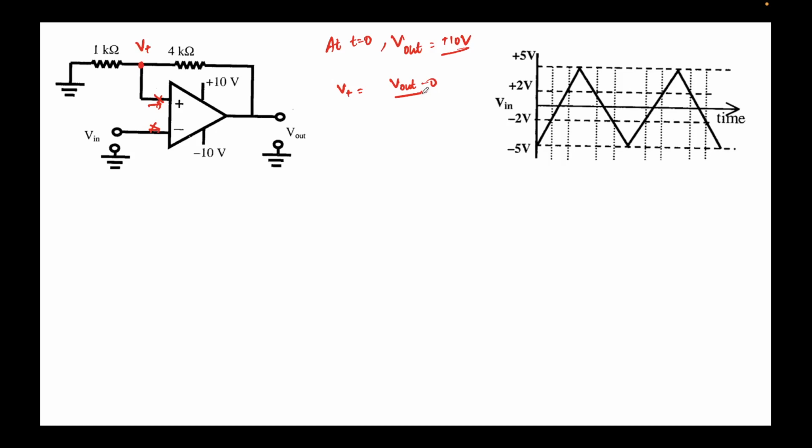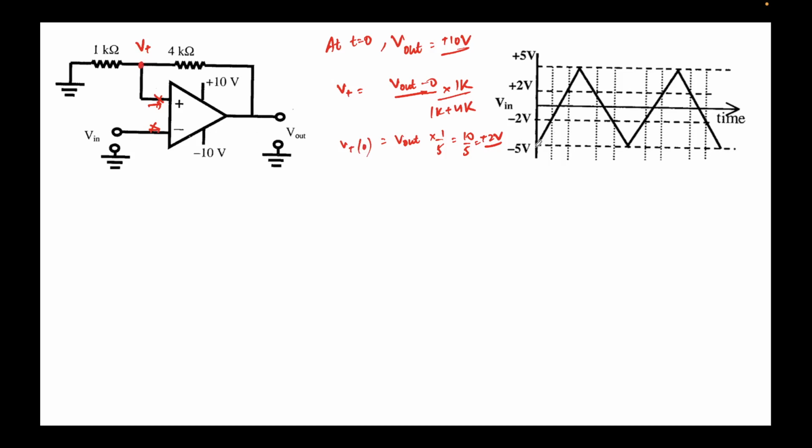So I can write V out minus 0 times 1K over 1K plus 4K. This is simply the expression for a potential divider. So this comes out to be V out times 1 over 5. V out is plus 10 volts at t equal to 0. So I can write V plus at t equal to 0 is coming out to be 10 by 5, equal to plus 2 volts, right? So at time equal to 0, this node is sitting at plus 2 volts.